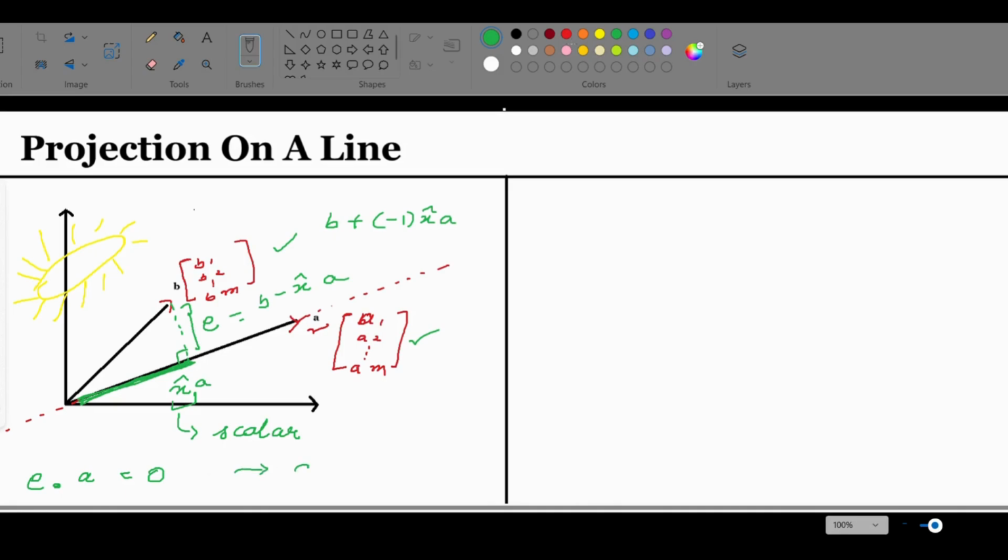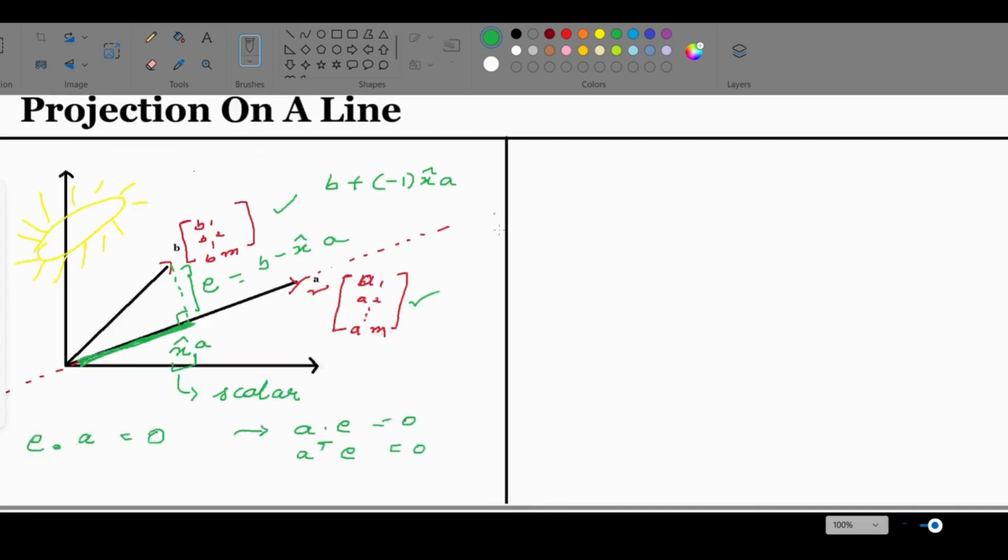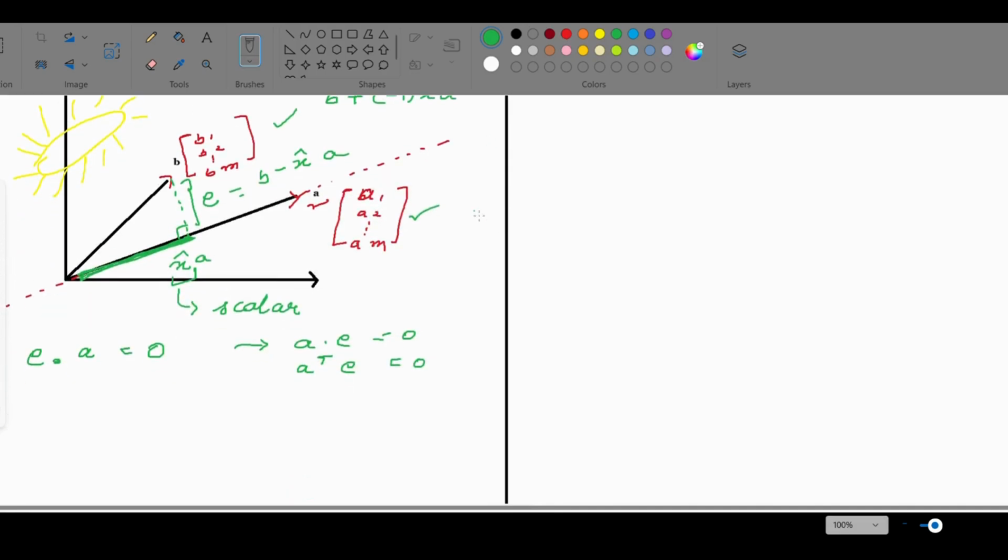Now, just logically to make it better, we'll say that A dot E is equal to 0. And another thing over here is that when A dot E is equal to 0, you can even say that A transpose E is equal to 0. The results of both of these equations are the same. They work the same way. Now, let's substitute E with B minus x cap A and rewrite this equation. This means that A transpose times B minus x cap A is equal to 0.